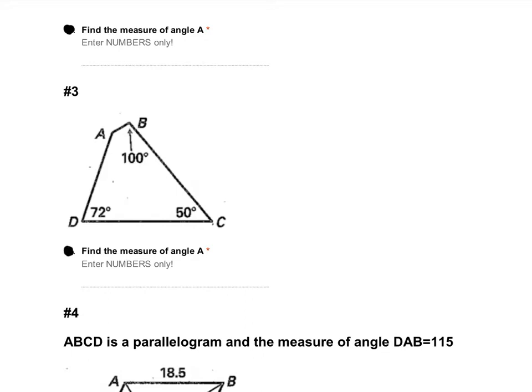Okay, so number 3, we want to find the measure of angle A. So again, just like number 2, you got 3 angles, 100, 72, and 50 degrees. What's the 4th angle? Alright, and when you go to the Google Classroom to put in your answers, make sure you use numbers only.